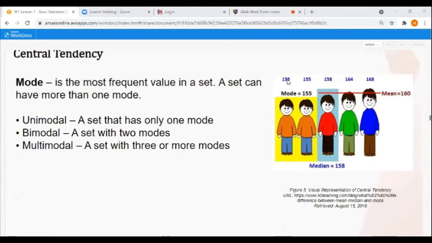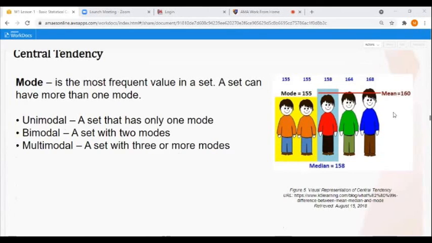So since 155 occurred twice, and the others occurred only once, therefore we can say that 155 is the most frequently occurring value in the given set. So you can see here that our mode is equal to 155. And to describe that mode, that is a unimodal. Okay?